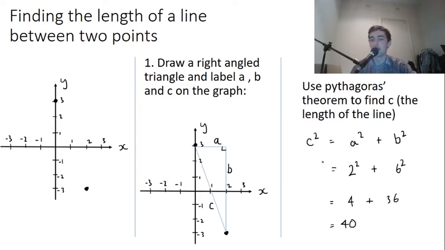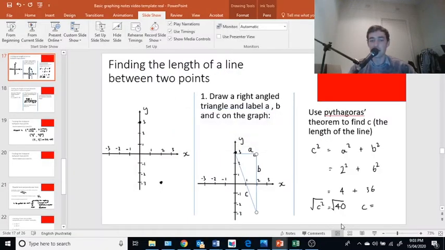And the last trick is to realize that you can do a square root to both sides, which is the opposite of squaring something. So if I square root this, that just cancels out the square. So what we're doing is we're square rooting both sides of the equation, and then this cancels out the square. So I've got C equals, and the square root of 40, we can work that out using a calculator.